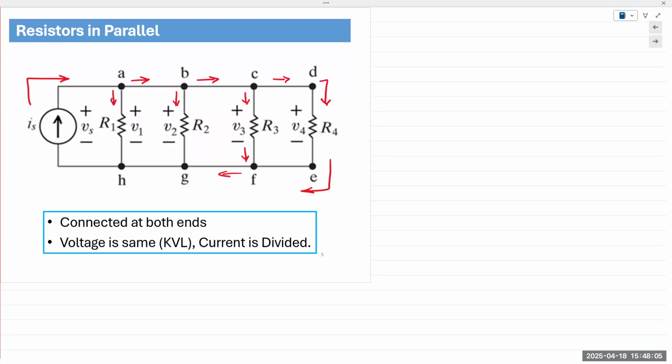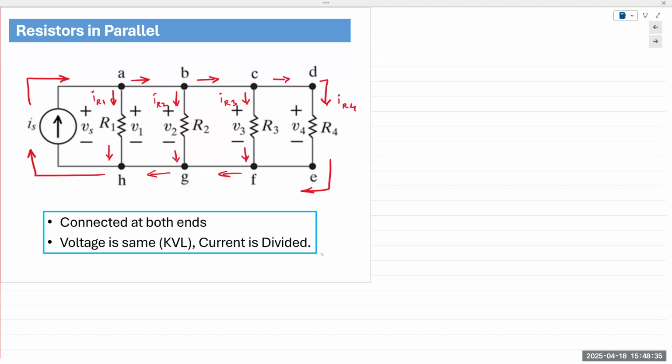Let's call this IS, IR1, IR2, IR3, and IR4. Okay. And then IR2 comes down, merges with this. IR1 comes down, merges with this. And then it combines to form IS again.